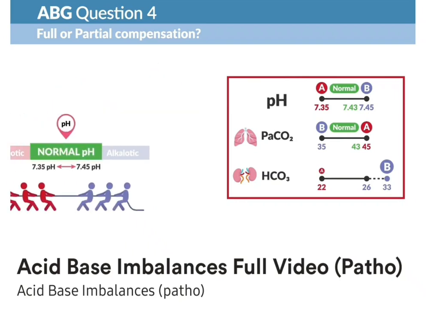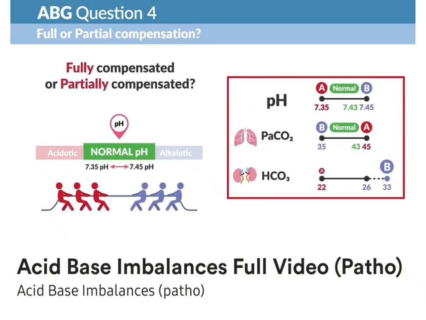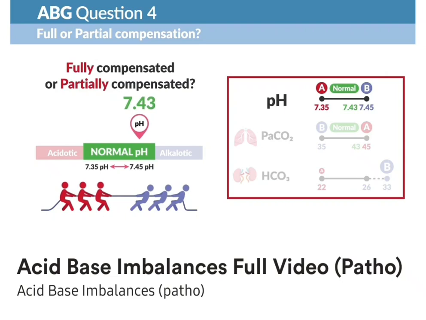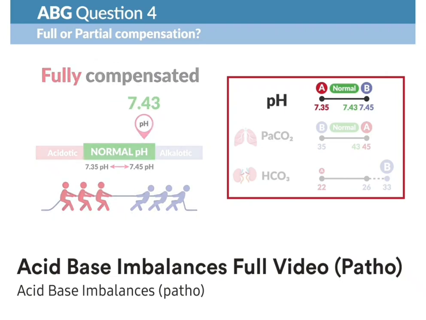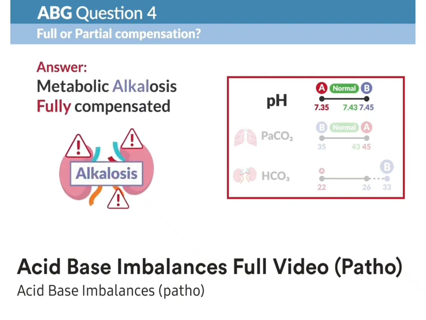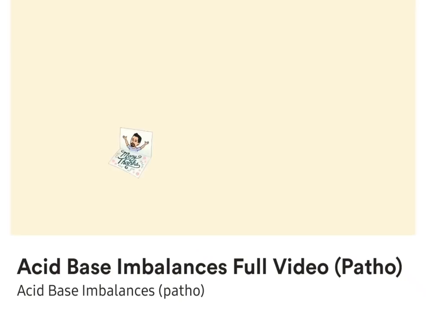Now step 3, compensation. Is it fully compensated or partially? Well, look at the pH here. Our pH is fully normal, so it's fully compensated. So our answer is metabolic alkalosis that is fully compensated. Woohoo! Now that was a big video.